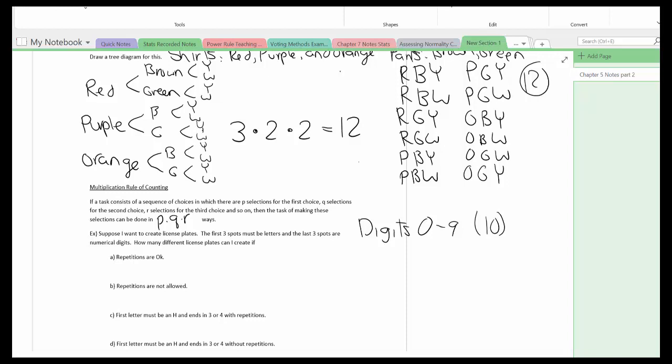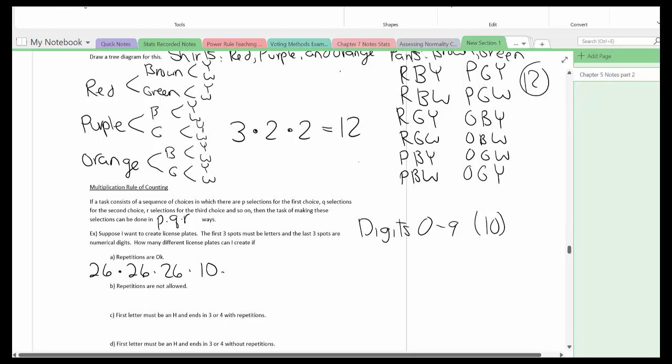Well, there's 26 letters in the alphabet, so again, I could do XXX and that would be fine. So 26 times 26 times 26. The last 3 are numerical digits. Well, there's 10. Again, I'm allowed to repeat. 0, 0, 0 is fine. So times 10 times 10. And when I multiply, I get 17,576,000.